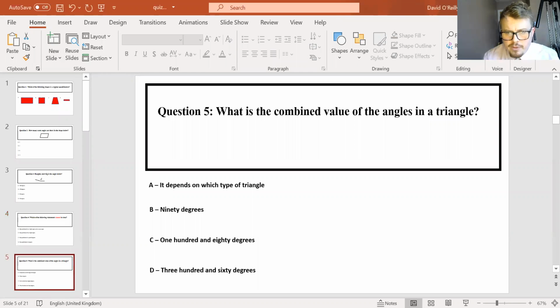What is the combined value of the angles in a triangle? Okay, every single triangle has 180 degrees. There are no exceptions. So the answer is C.